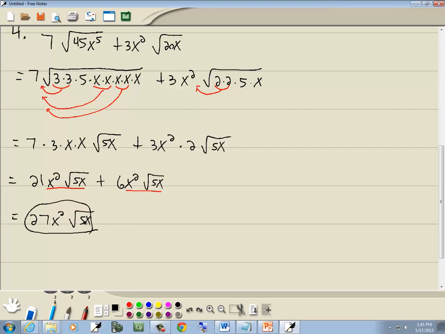Again, it should be called a like items property or something like that. It's more than just like radicals, like terms. It's anything. If they're the same, you can add or subtract the numbers that are in front.